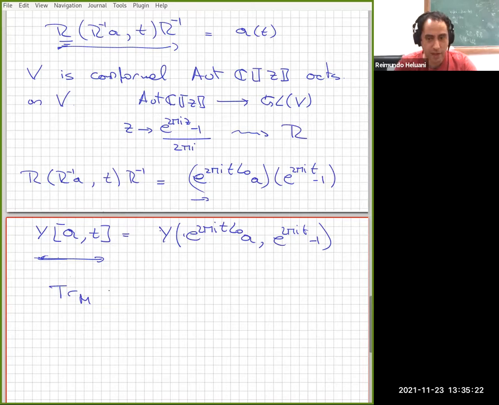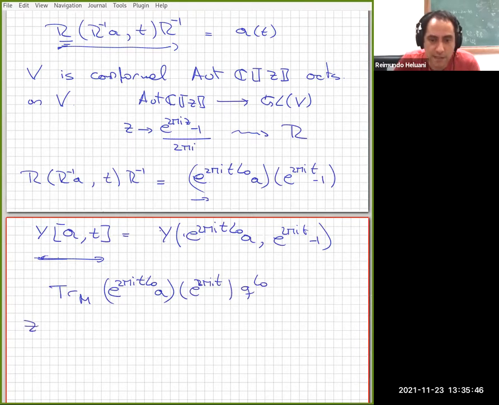I'm going to take a trace on M again. So remember, what is the trace that I'm using? I'm using e to the 2 pi i T L naught A, and this guy evaluated in e to the 2 pi i T. And then I have this q to the L naught.